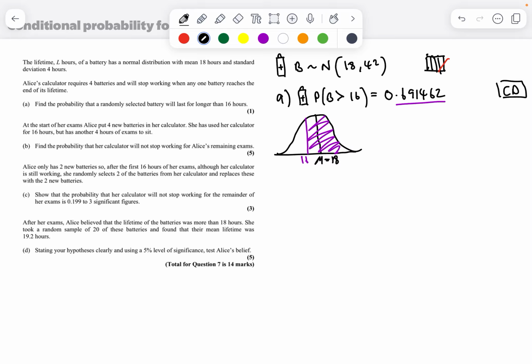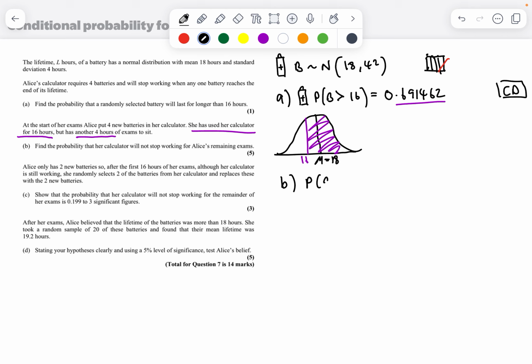Okay, right. At the start of her exam, Alice puts 4 new batteries into her calculator. She's used the calculator for 16 hours. So we've got some extra information here. It's been used for 16 hours, but has another 4 hours of exams to sit. So this is where we realise that this is a conditional probability. So we want to know the probability that our calculator will not stop working for Alice's remaining exams.